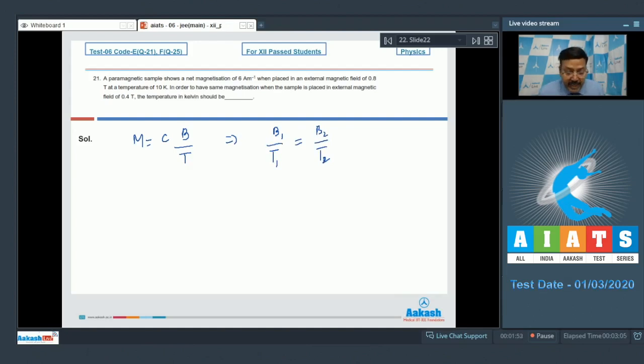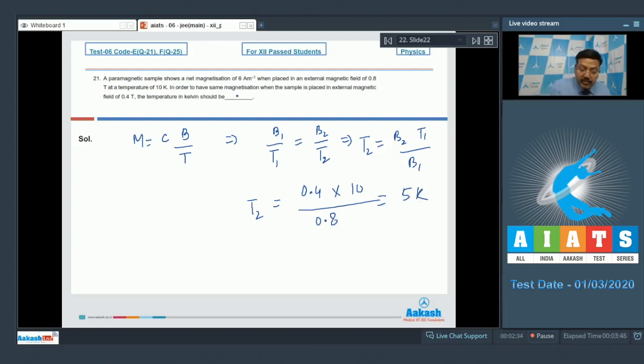So the value of B1 in fact is given as 0.8 Tesla and temperature T1 is 10 Kelvin. So the value of temperature T2 is then B2 into T1 divided by B1. The value of B2 is given as 0.4 Tesla and the other values we have just talked about. So the value of T2 will be then 0.4 multiplied by T1, which was 10 Kelvin, divided by B1, which in fact is 0.8 Tesla. And we find that this is coming out to be 5 Kelvin. So that means the answer to question 21 is 05.